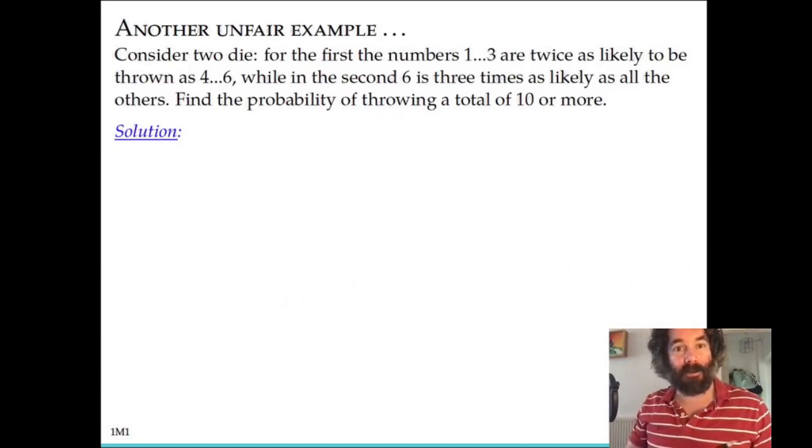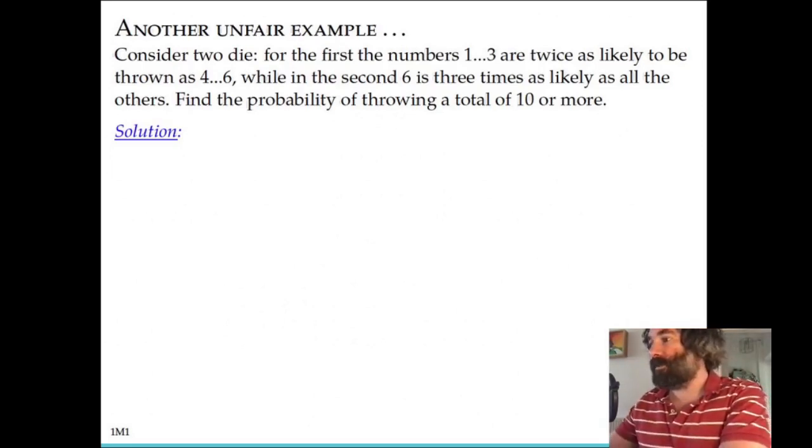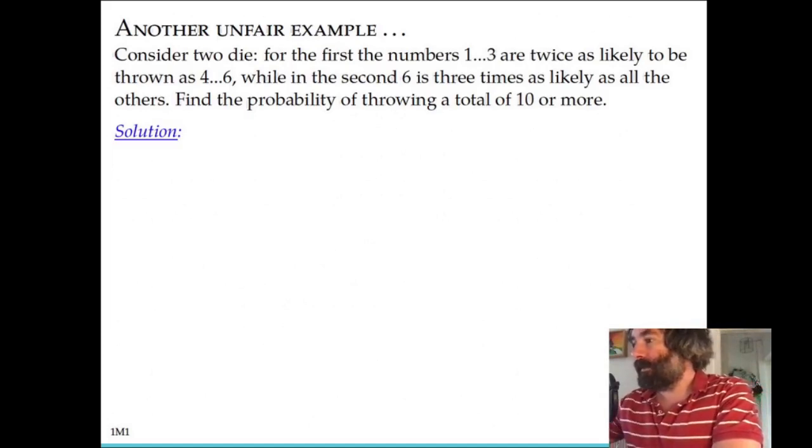Okay, we're going to look at one more example, and in this example, the experiment is still rolling 2 dice, but the chances of rolling each of the numbers on the dice is not all the same. And so we'll look at this case where the dice are unfair, where it's more likely to get certain rolls, and to determine the probability here.